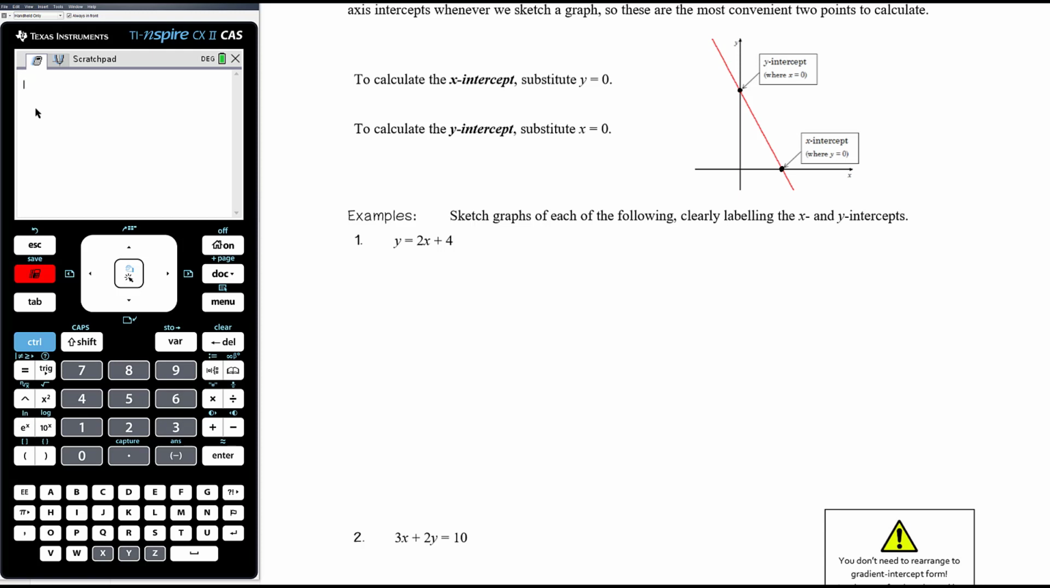I need the y-intercept and I need the x-intercept. Okay, so I'm going to calculate those two things. The y-intercept is easy when we're in gradient-intercept form because when we let x equal 0, that bit there disappears and we get y equals 4.